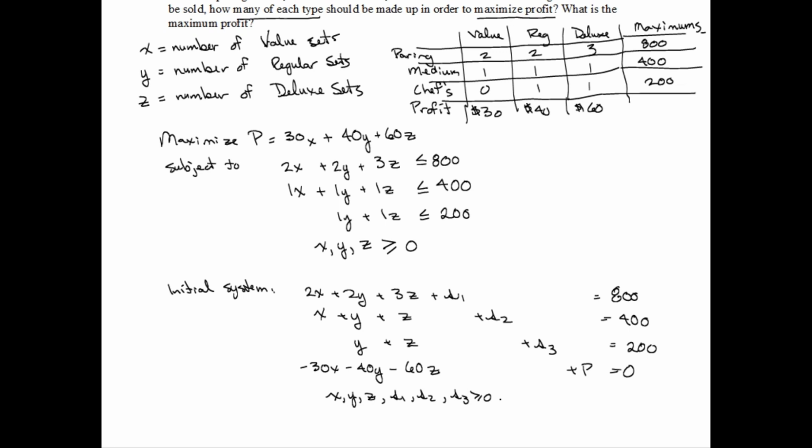Keep in mind that here our slack variables actually represent something. S1 represents the number of paring knives that are left over in the factory that didn't get put into sets. S2 is the number of medium knives that are left in the factory and didn't get put into sets. And S3 is the number of leftover chef knives that didn't make it into a set. Let's write our initial simplex tableau.